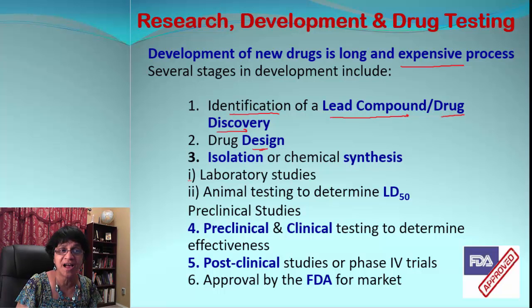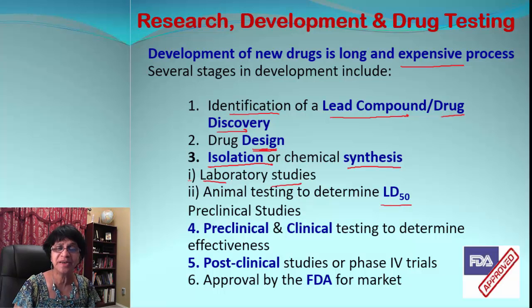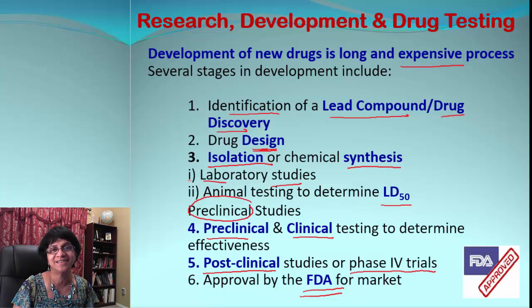The next one comes designing for the drug or the family of the drugs. The next one is either isolation or chemical synthesis and obtaining the pure drug. Then scientists need to conduct some studies in the labs, and also they need to find out LD50, some preclinical studies, and these must be done as per the regulations. And then there are some post-clinical studies, which are also called phase 4 trials. And that gives you the final approval by FDA, so you can sell that drug in market.